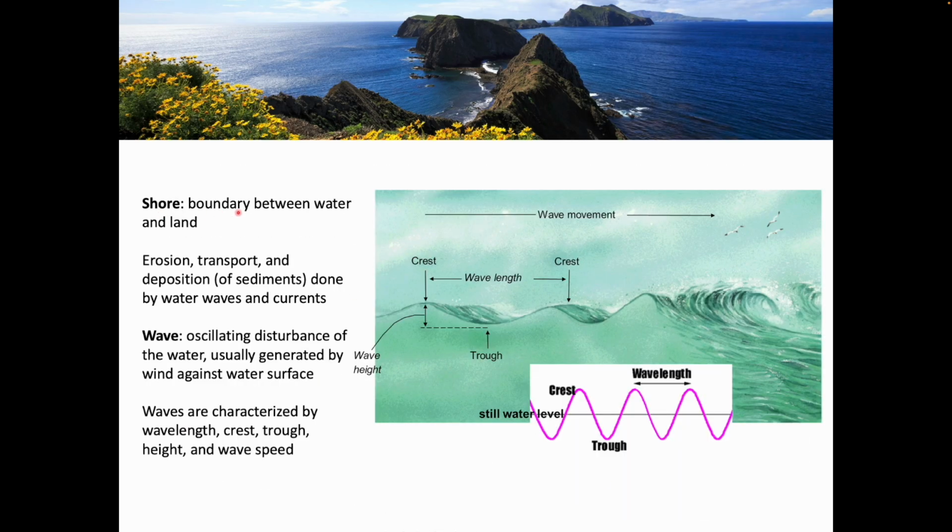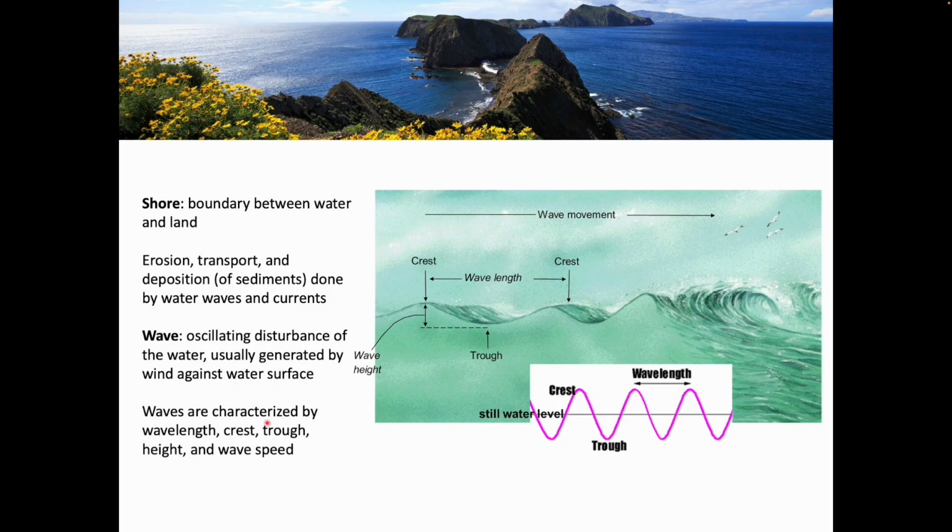Again, the shore is the boundary between water and land. Erosion, transport, and deposition of sediments is done by water waves and currents. In the ocean, a wave is an oscillating disturbance of water, usually generated by wind against the water's surface.